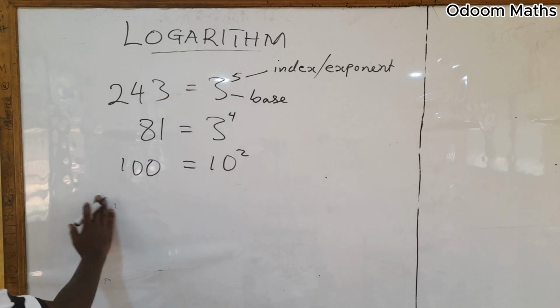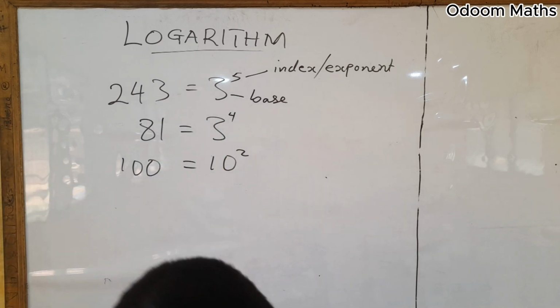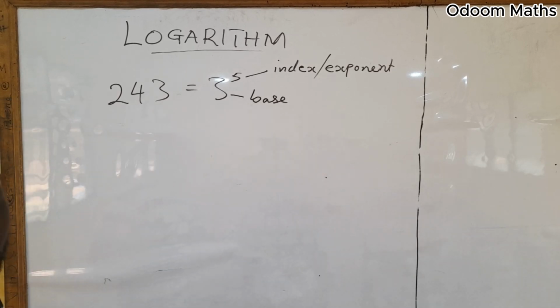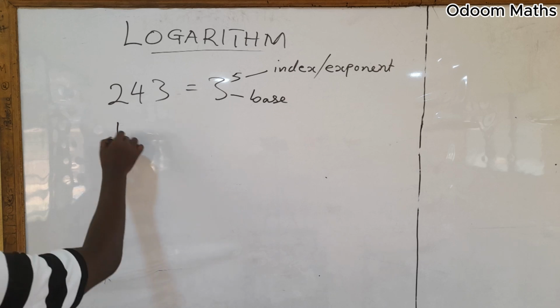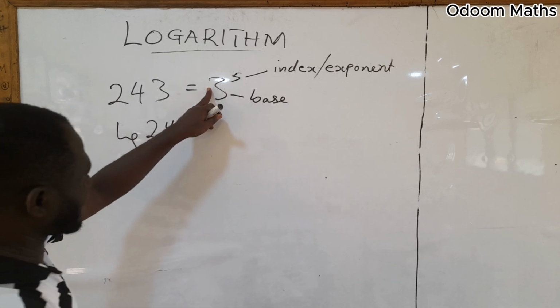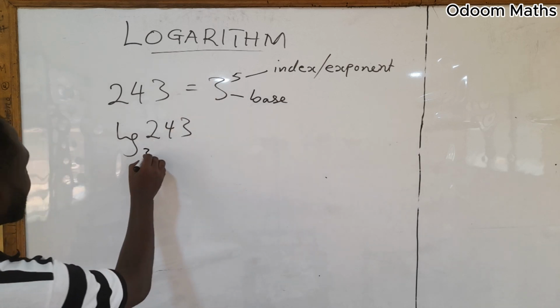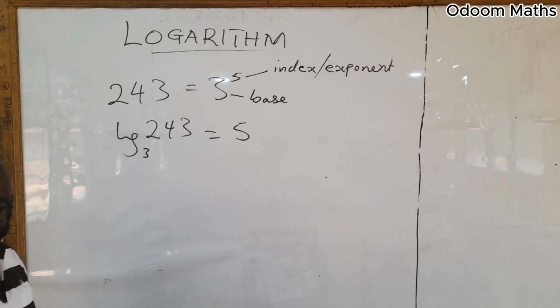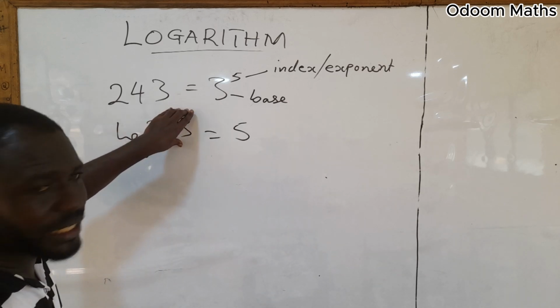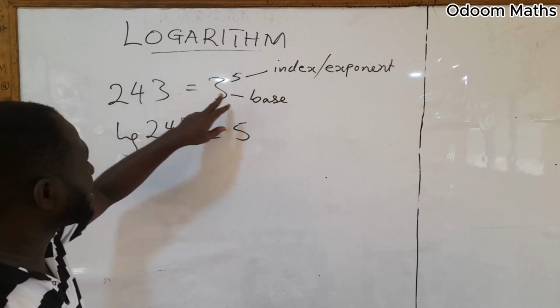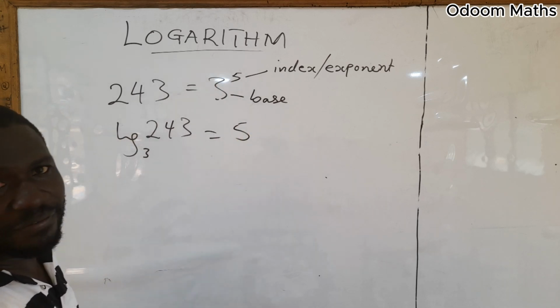Okay, so log 243 base 3, because here the base is 3, so base 3 is equal to the power 5, or the exponents. So log 243 base 3, and because 3 is the base here, is equal to the exponents 5.